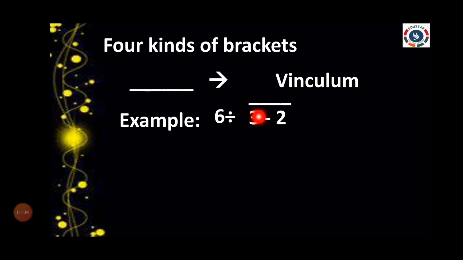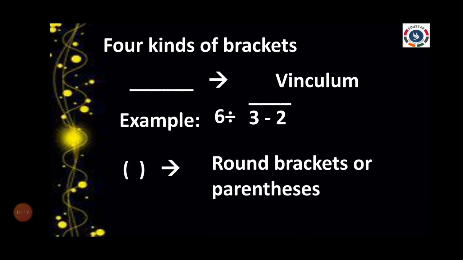That is your wish. The next bracket is the round bracket or parenthesis. Curve-like strokes: a left curve line and a right curve line. These two curve lines are the round brackets or parenthesis. An example is given for you: 12 minus 4. So both numbers are given inside the bracket.